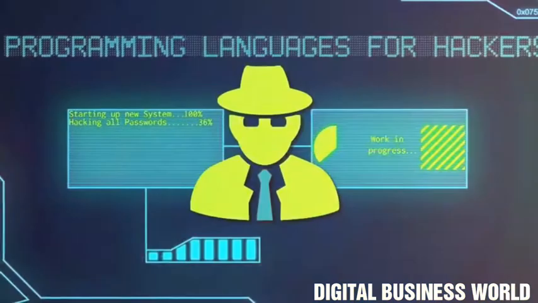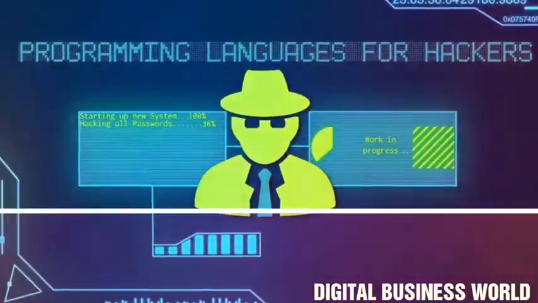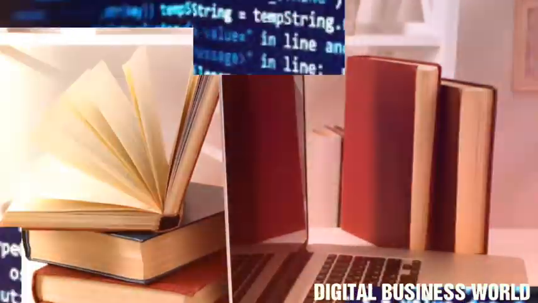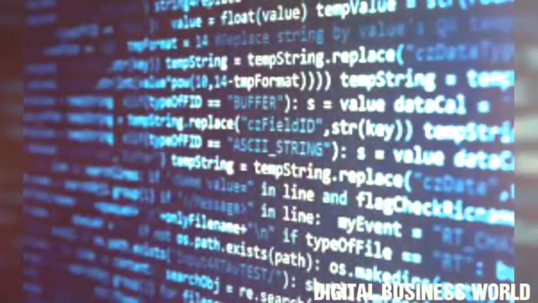Programming languages for reverse engineering. Reverse engineering, also called back engineering, is the process of extracting knowledge or design information from anything man-made and reproducing it, or reproducing anything based on the extracted information.